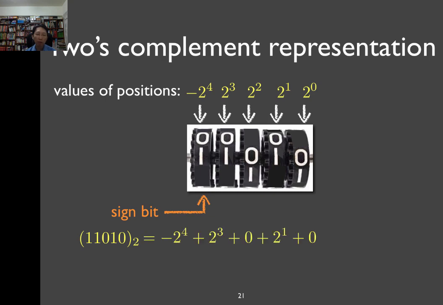11010, how does it go? It is minus 2 to the 4th power plus 2 to the 3rd power plus 0 plus 2 to the 1st power plus 0, and it is negative 6.